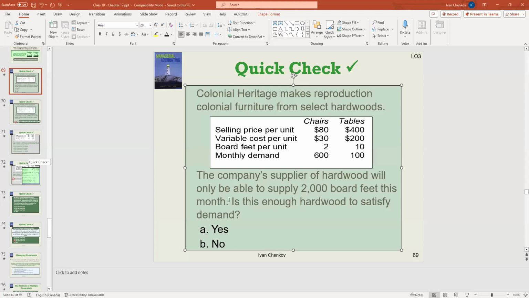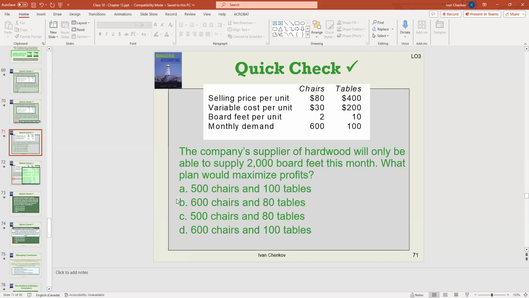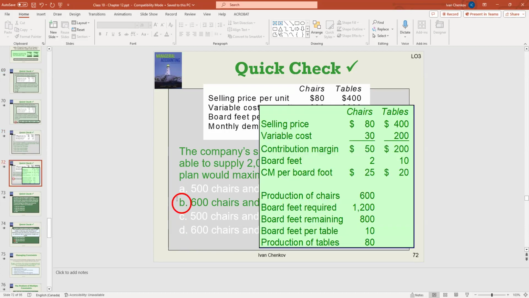So the first question was, do we have enough hardwood to satisfy our demand? The answer was no, we don't. We need 2,200. The supplier gave us only 2,000, so we are short 200 board feet. Now, what will be the plan that will maximize our profit? We already established our plan will be B, 600 chairs and 80 tables. Why? Because again, we're chasing the contribution margin within the constraint, which is the board feet. We produce first the product with the highest contribution margin within the constraint, and if there's something left, we go to the next product.